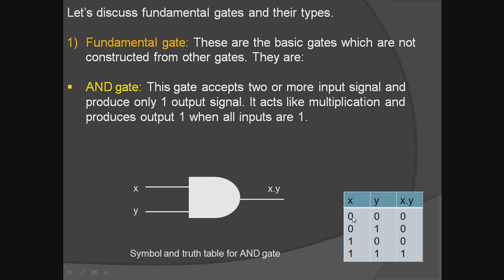When you have two values, 0 or 1, only four possible combinations can be made: 0 0, 0 1, 1 0, and 1 1. When you multiply these, you get 0, 0, 0, and 1 into 1 is 1. So it acts like multiplication, and it will produce the output 1 only when all the inputs are 1. When input x is 1 and y is 1, you get x into y, or x and y, equals 1. This is the symbol and this is the truth table for the AND gate. You have to remember this symbol and this truth table at all times.